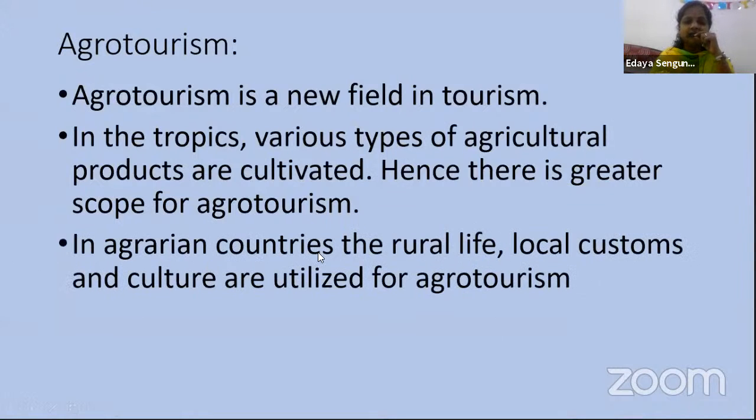In agrarian countries, the rural life, local custom and culture are utilized for agrotourism. Agrarian countries have rural life because their main occupation is agriculture. Their culture is different from the cities. So people are more attracted towards agrotourism nowadays. Yes, miss.